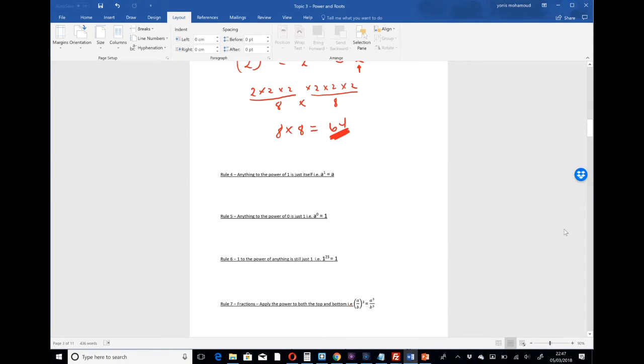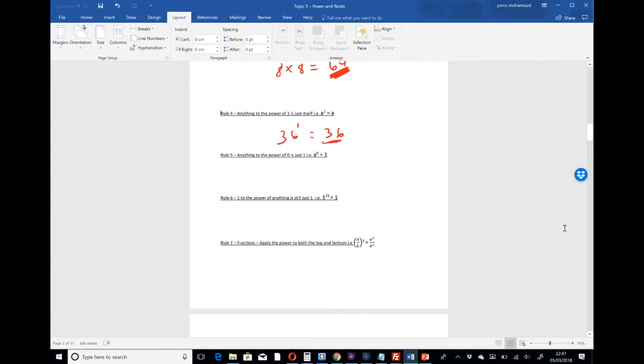Okay, so let's go over rule number 4, which states anything to the power of 1 is just itself, i.e. a to the power 1 is equals to a. So let's say that I had 36 to the power of 1, and as the rule states, it's just going to be itself. So 36 to the power of 1 is equals to 36.